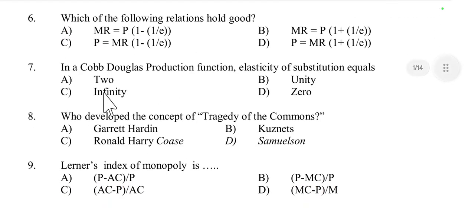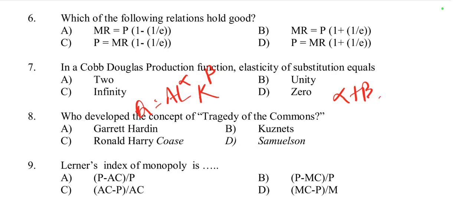Then question number 7, in a Cobb-Douglas production function, the elasticity of substitution equals 2, unity, infinity, or 0? In the Cobb-Douglas production function, Q is equal to A L to the power alpha into K to the power beta. Here alpha plus beta is equal to 1. The elasticity of substitution equals unity, or 1. This means that the proportionate change in the input ratio will lead to a proportionate change in the marginal rate of technical substitution. So here the elasticity of substitution equals 1 in the Cobb-Douglas production function.